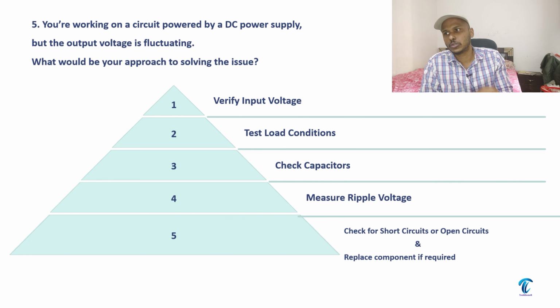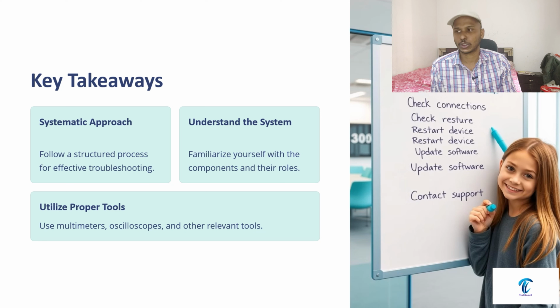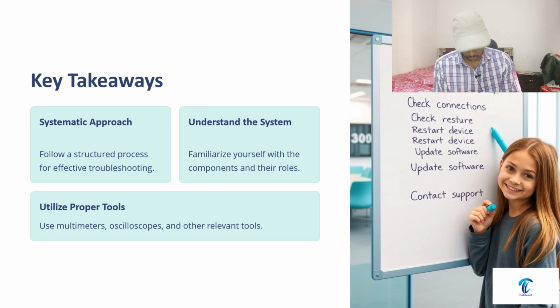So these are the 5 questions and answers which we discussed today. And the key takeaways, as I told you, we are focused on troubleshooting tips. Definitely a systematic approach is the most important thing. Follow a structured process. I told you, if you skip steps 2 and 3 and go for 4, then definitely you are going to just go round and round. You won't be coming to a final conclusion.